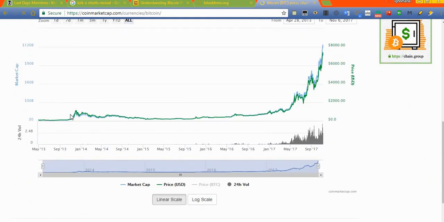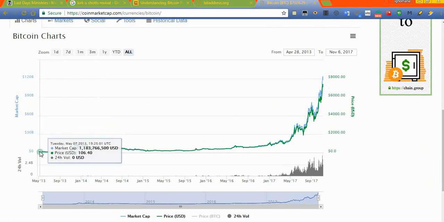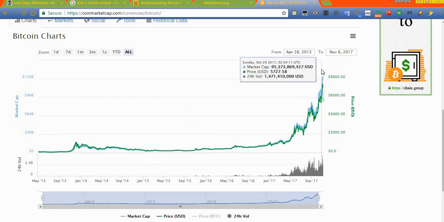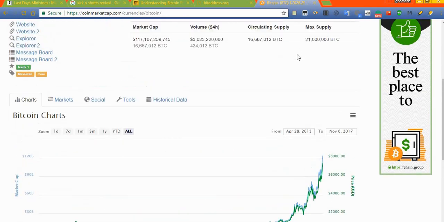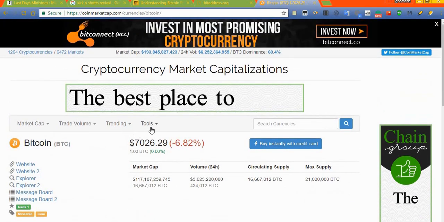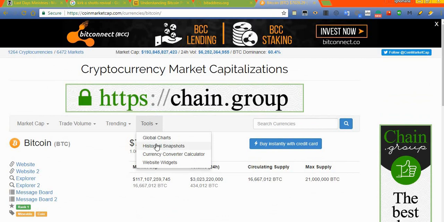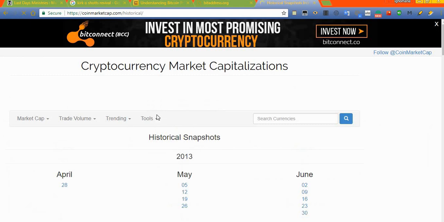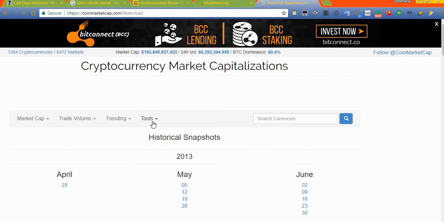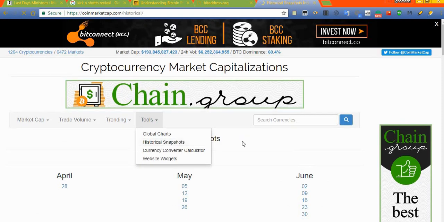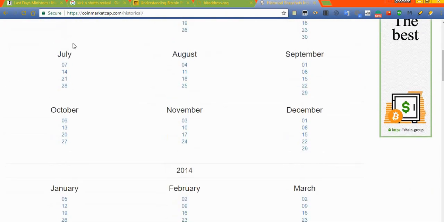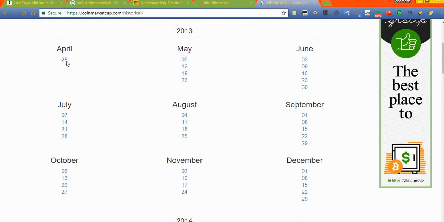This is Bitcoin. You see how it has moved and moved up to this point, and you will see the fluctuations. If you come to CoinMarketCap, click on tools and go to historical snapshots, which is the page I am on now. For Bitcoin, it starts in 2013.